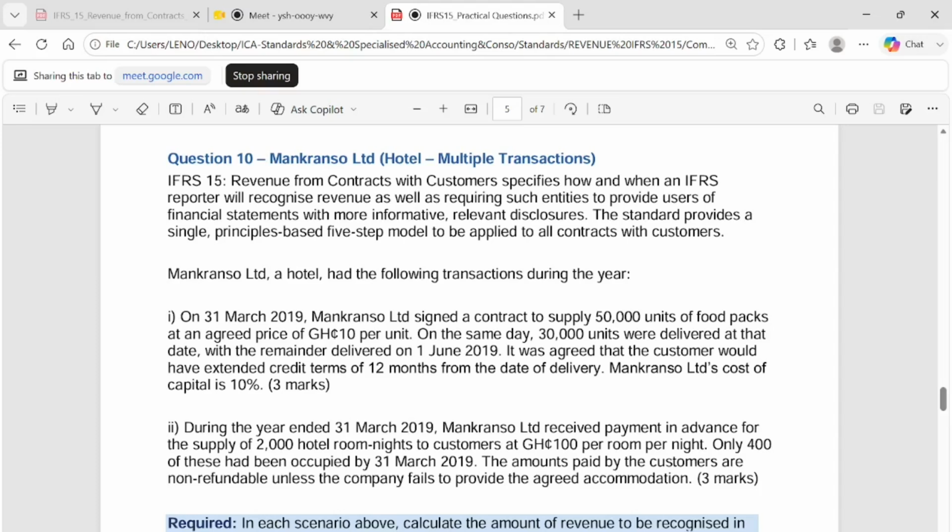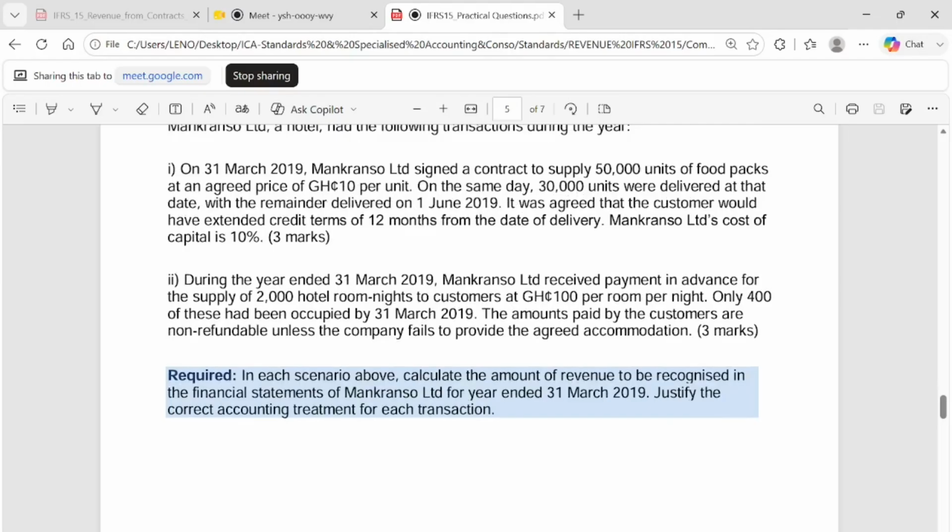Mancranso Limited, a hotel, had the following transaction during the year. On 31st March 2019, Mancranso Limited signed a contract to supply 50,000 units of food packs at an agreed price of 10 per unit. On the same day, 30,000 units were delivered, with the remainder delivered on 1st June 2019. It was agreed that the customer would have extended credit terms of 12 months from the date of delivery. Mancranso Limited's cost of credit is 10%.